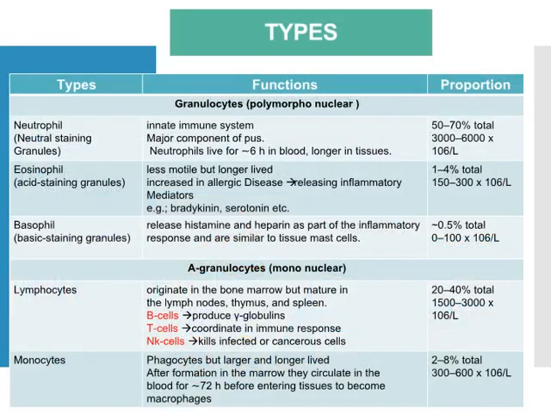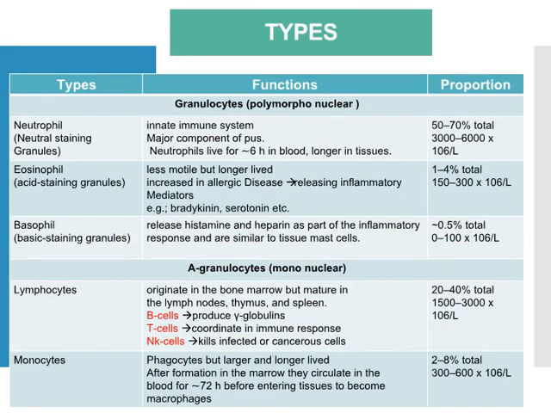Neutrophil: neutral staining granules, innate immune system, major component of pus. Neutrophils live for 6 hours in blood, longer in tissues. 50 to 70% total, 3000-6000 by 10^6 per liter.